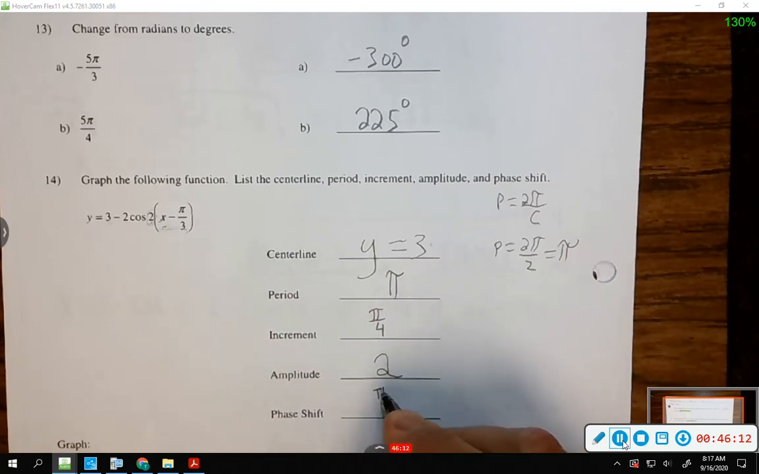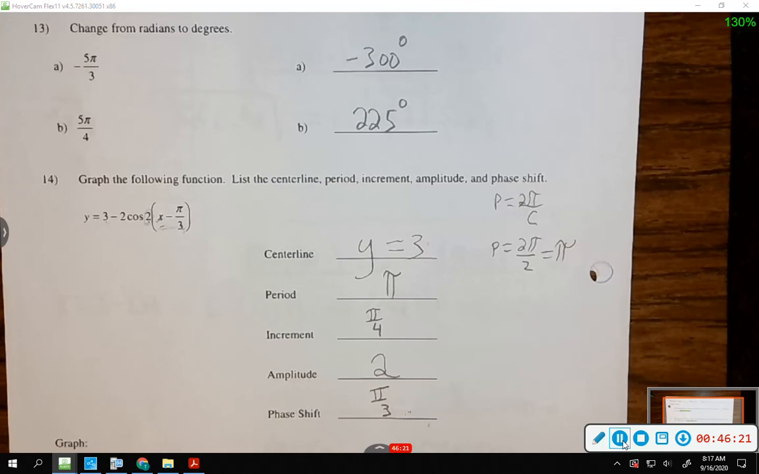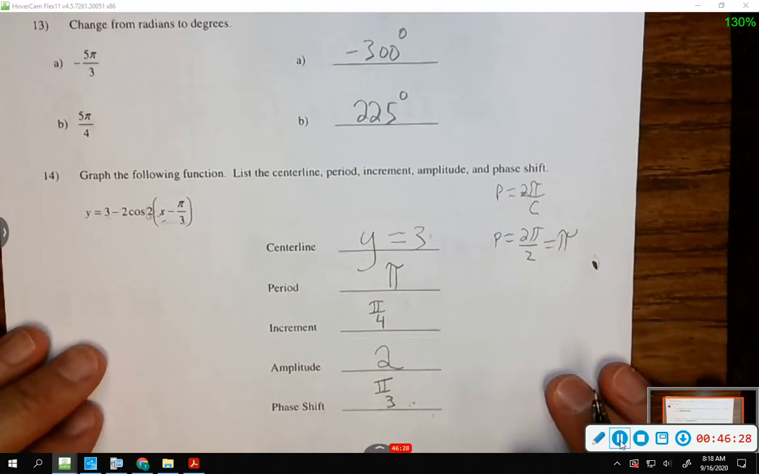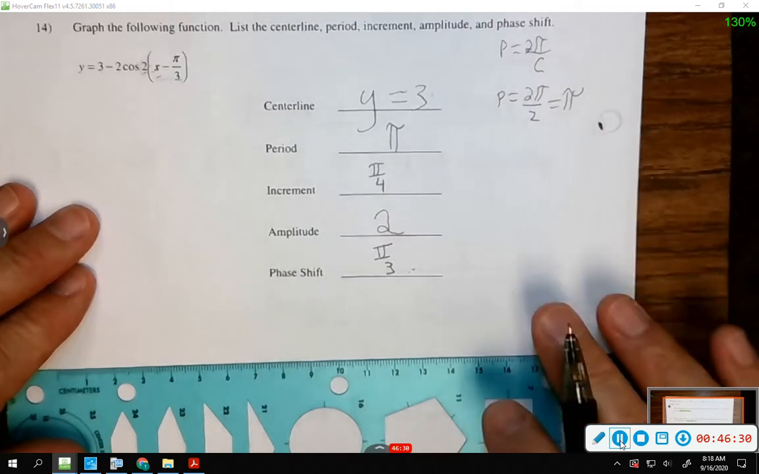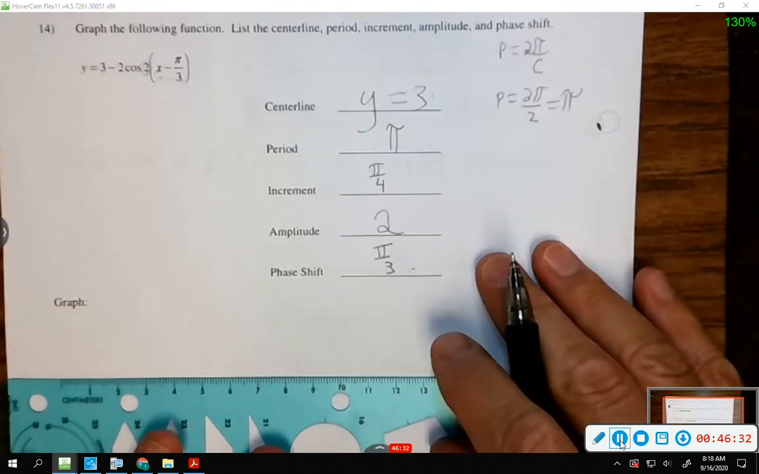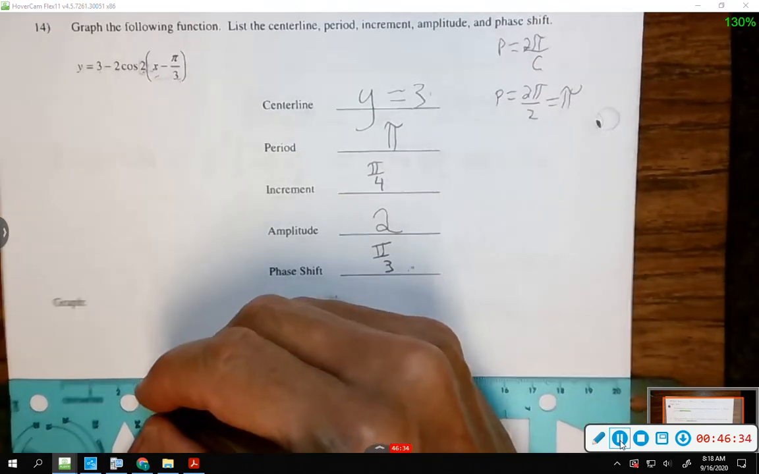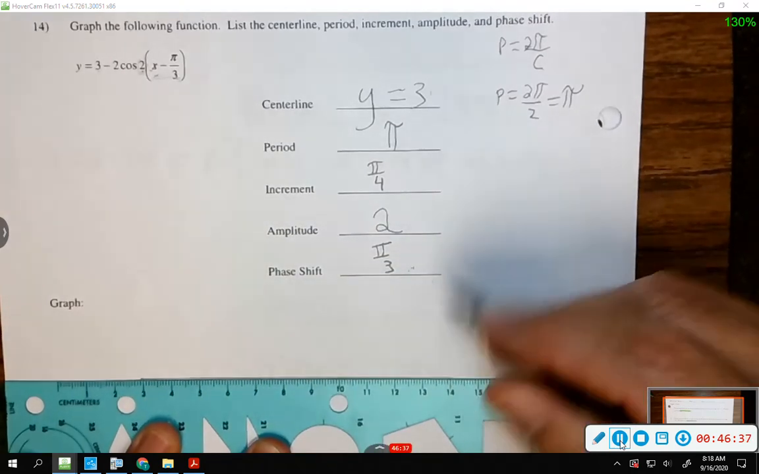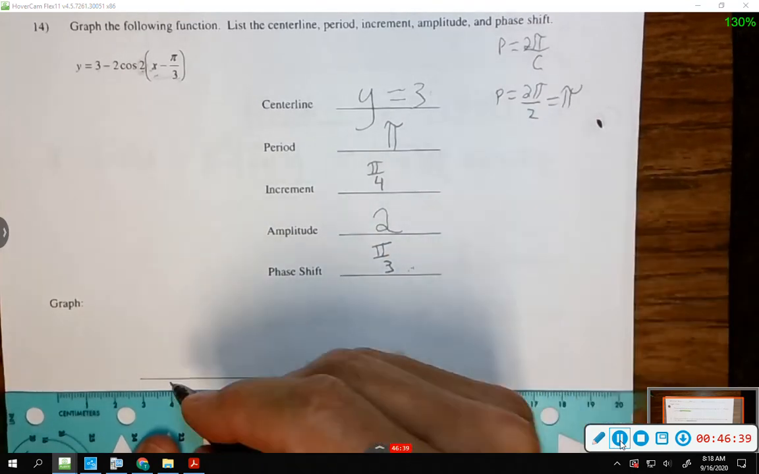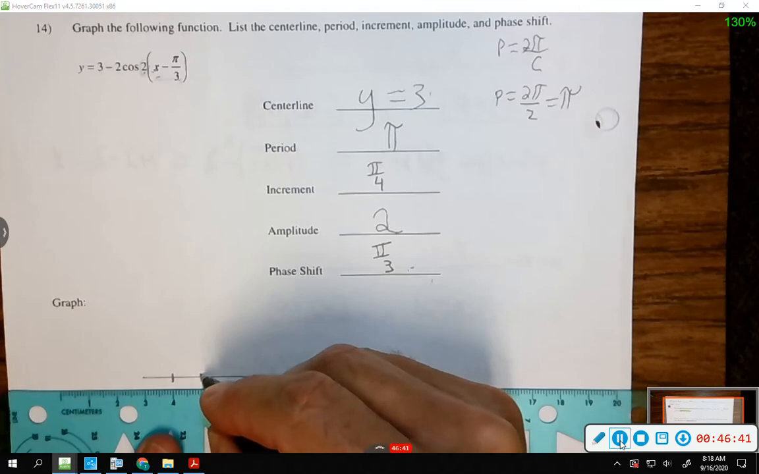The phase shift, I like to remember, is the starting point, okay? So here's what we do then when we graph this particular function. The very first thing we're going to do using this information is we're going to draw our center line. We are not going to draw in the y-axis. That will create problems for you on the test and the take-home test if you do that.